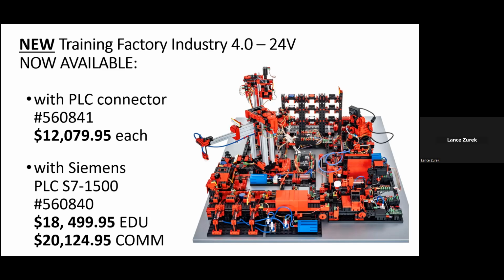And we do now have a version that includes all of that plus the PLC. So if you want to also receive the wiring, the connection board, and the Siemens PLC, again, this is the S7-1500. Again, it comes with the program. It is available for education at the cost of $18,499.95 per unit. And there is a commercial version as well. It's a little bit more. It's $20,124.95.